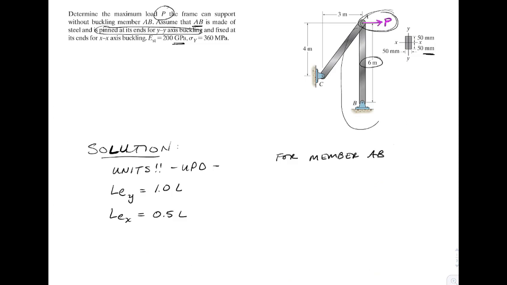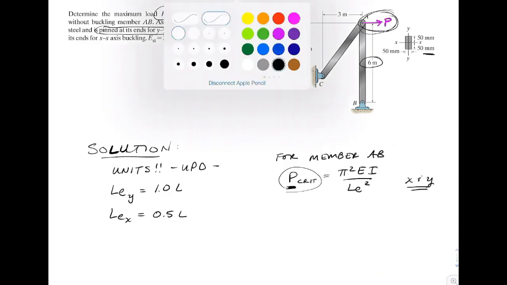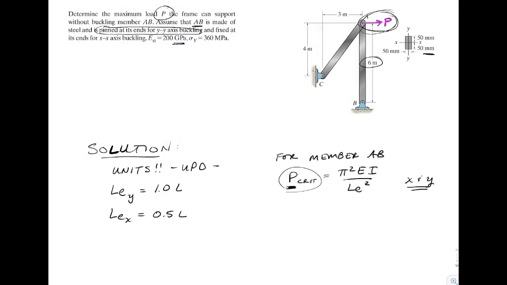So we just want to keep track that for member AB, the member that is in compression in this two-member frame, we would know that P critical is equal to pi squared EI over effective length squared. And again, we're going to need to check the X and the Y separately to come up with the critical buckling load. That's the internal force, and we're going to need to relate that to the external force P. So relating those quantities is going to be done by free body diagram.